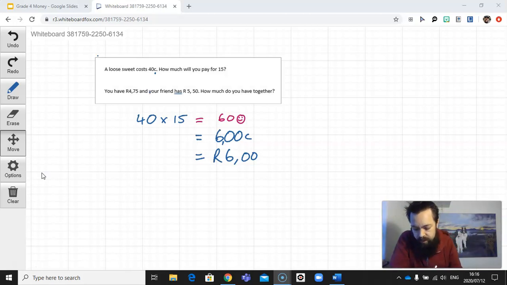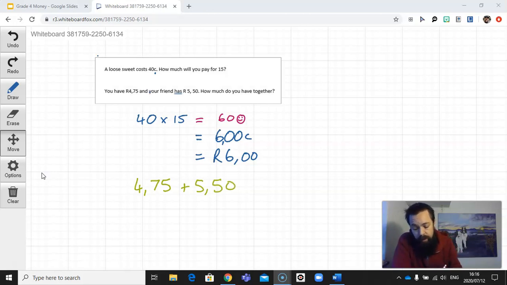Let's look at the next one. We've got 2 friends, or you and a friend, who have some money. You have 4 Rand 75, and your friend has 5 Rand 50. How much do you have altogether? So what you're really doing is adding 4 Rand 75 to 5 Rand 50.